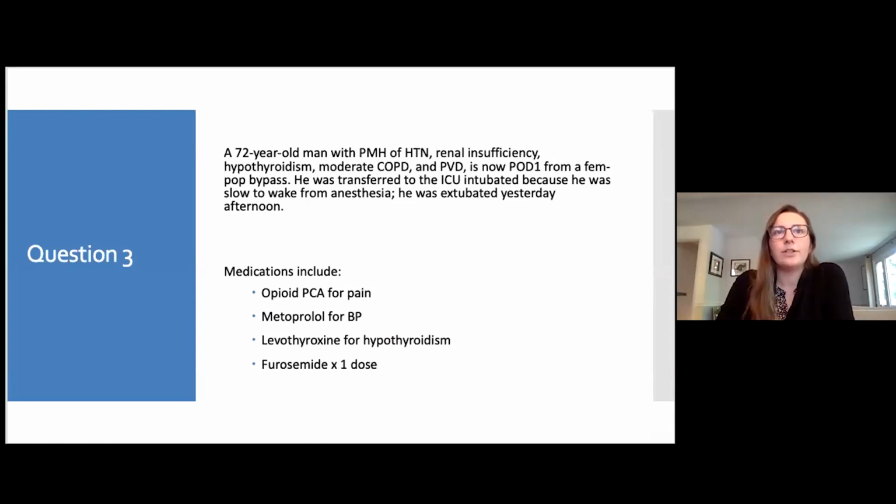Let's move on to the next question. Here we have a 72-year-old man who has a past medical history of hypertension, renal insufficiency, hypothyroidism, moderate COPD, and peripheral vascular disease. He's now post-op day 1 from a FEMPOP bypass. He was transferred to the ICU intubated because he was slow to wake from anesthesia, but was extubated yesterday afternoon, post-op day 0. His medications include an opioid PCA for pain, metoprolol for blood pressure control, levothyroxine for his hypothyroidism, and he received furosemide times 1 dose.